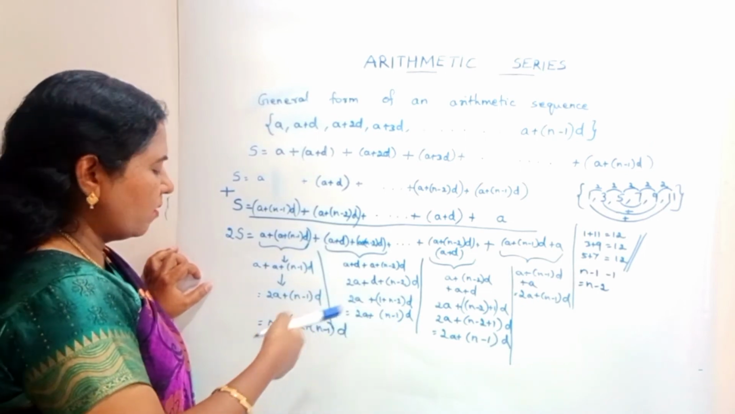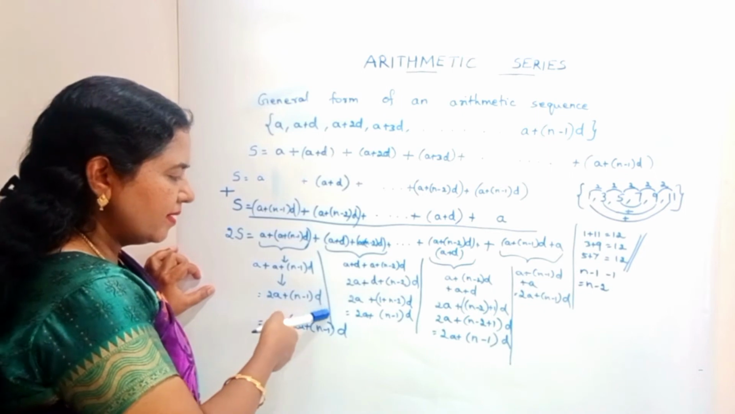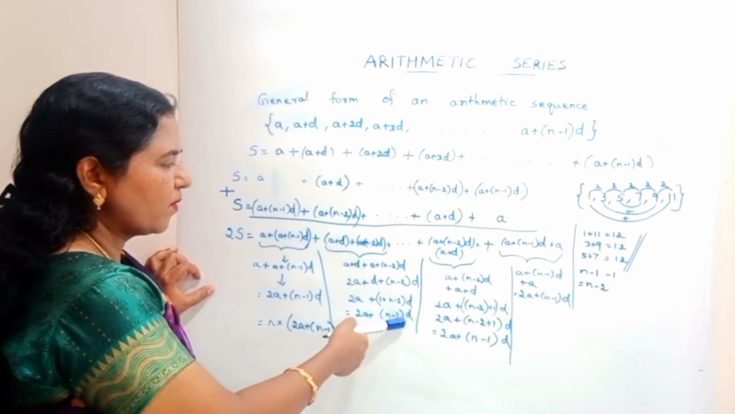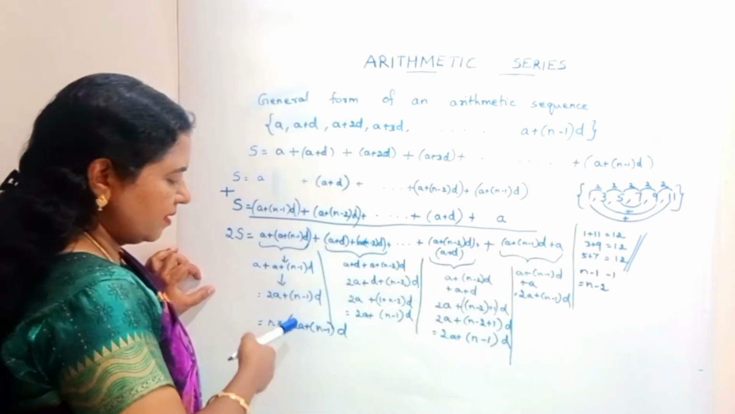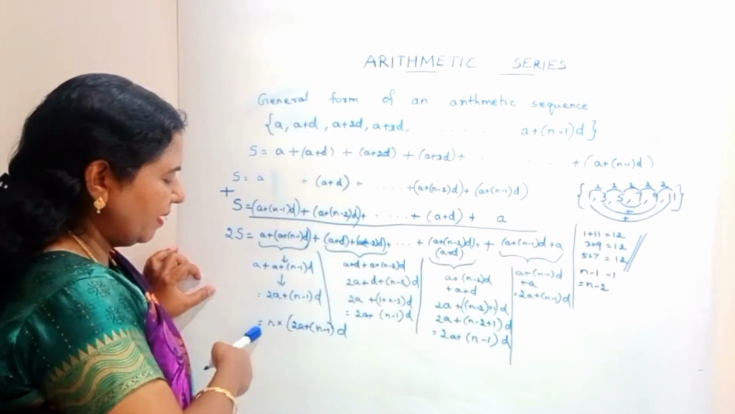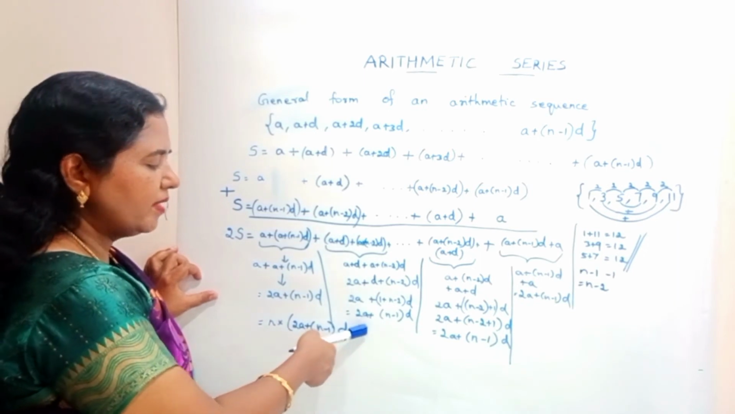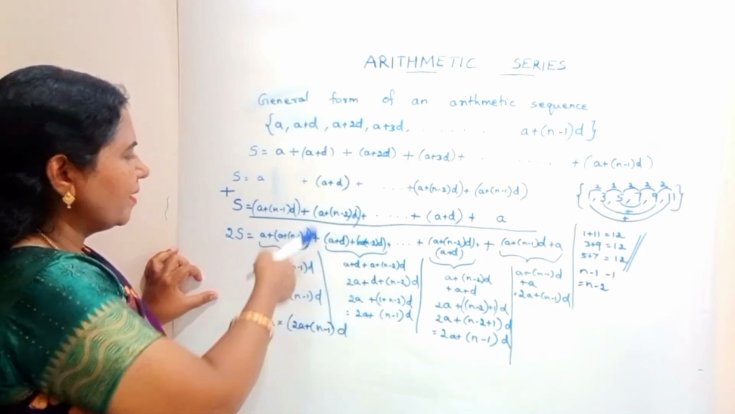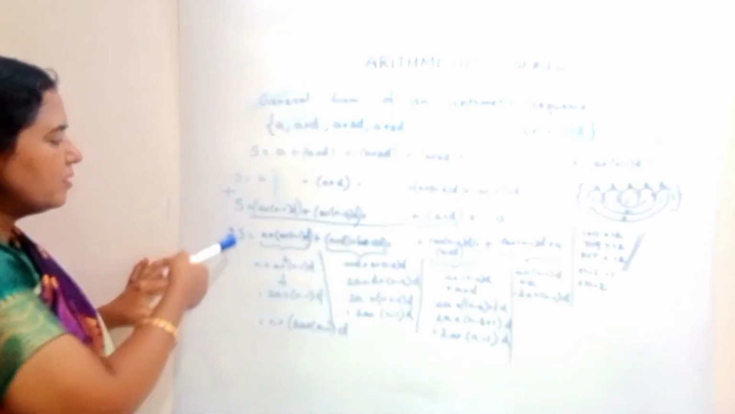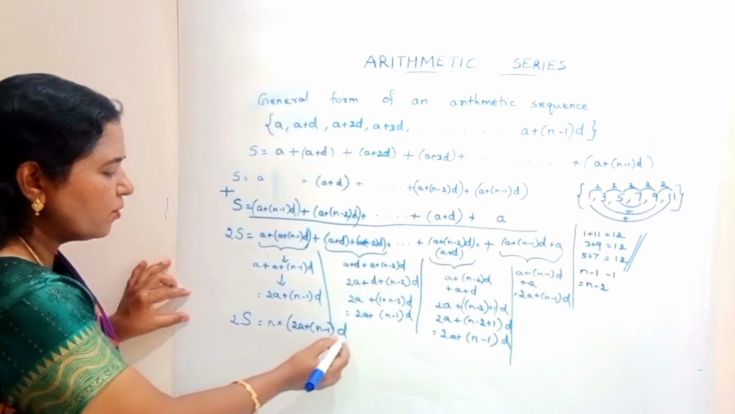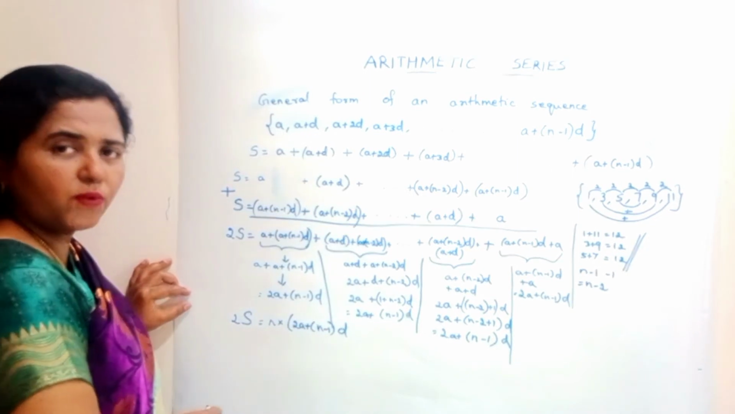So using that concept here, we can write this sum 2a plus n minus 1 into d plus 2a plus n minus 1 into d, etc., till the last. So we will be having n times. That can be written as n into 2a plus n minus 1 into d. So now this is on the right hand side. Now coming to the left hand side, we are having 2s. So 2s is equal to n into 2a plus n minus 1 into d.